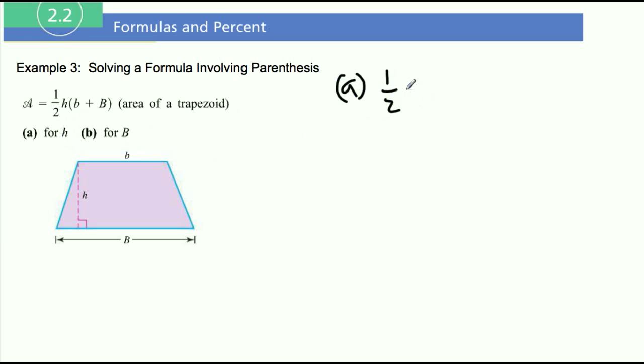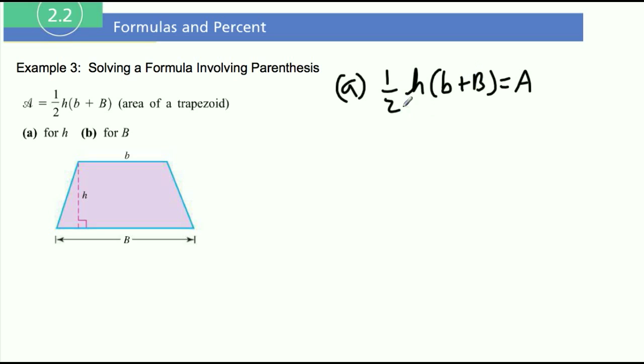So we have a half times h times the quantity b plus capital B is equal to A. Now that's okay if you put the A on the left side as it's given to us, or if you put it on the right side. Those are equivalent. It doesn't matter how you want to do that. So if I want to solve for h, then that means I need to get rid of my 1/2, and then I need to get rid of b plus B, I guess you could say.